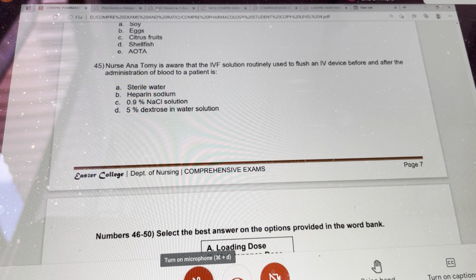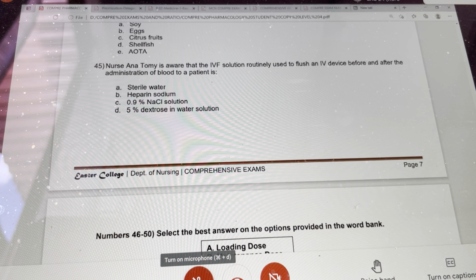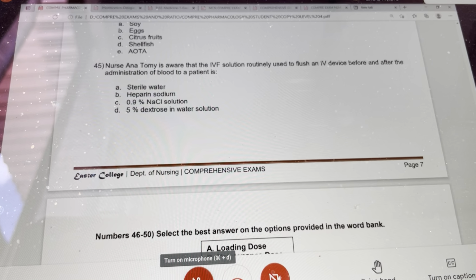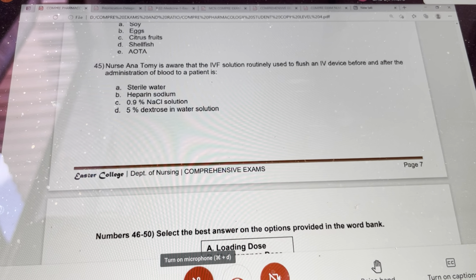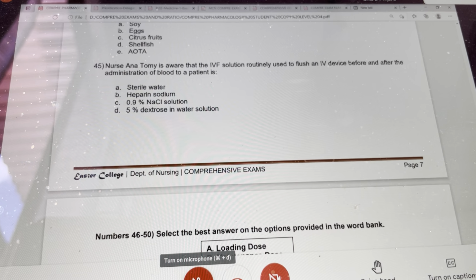Number 45, Nurse Anna is aware that the IVF solution routinely used to flush an IV device before and after the administration of blood to a patient is sterile water. Correct? Letter C, very good. So 0.9% sodium solution, or your normal saline.